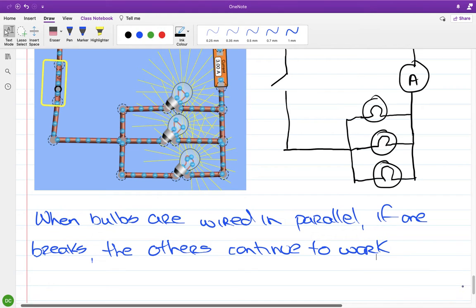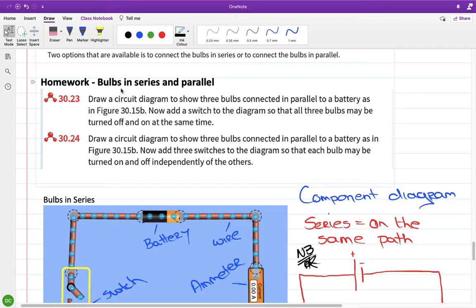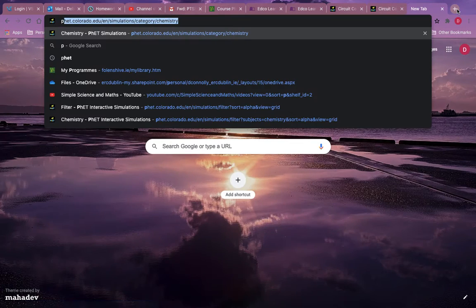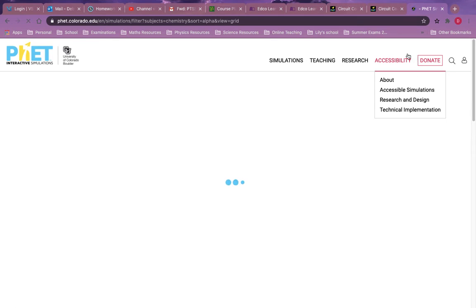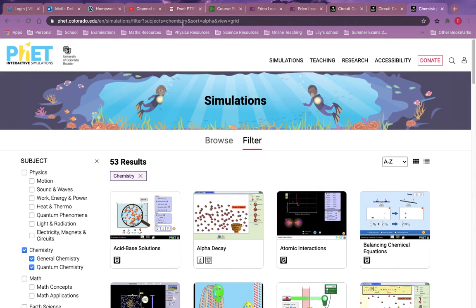Okay, so I have two questions up here. They're from your book. So you want to draw a diagram to show three bulbs connected in parallel to a battery. Now add a switch in the diagram so that all three bulbs may be turned off at the same time. Okay, so I don't want you to draw it, I want you to make it. Okay, just in case anybody's having problems getting to this, if you go PHET, like obviously it's saved because I use it a lot, but if you just Google PHET, you'll find it.